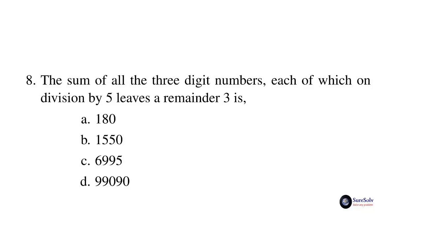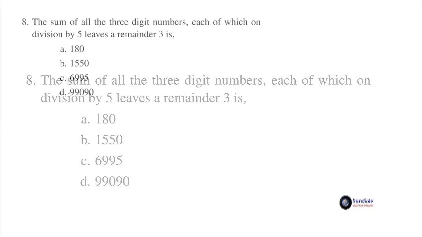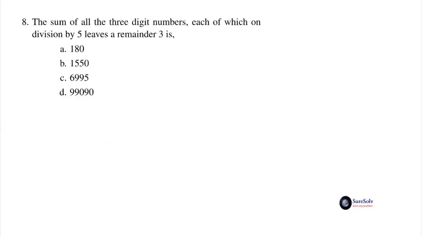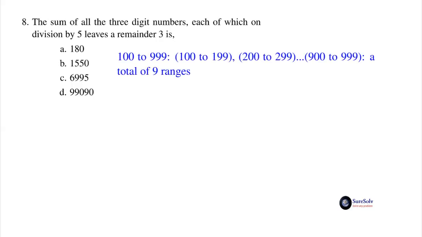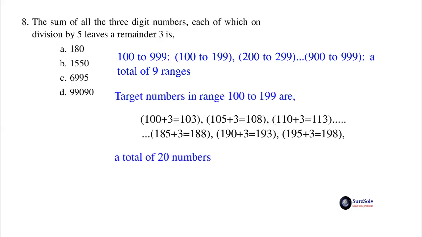Find the sum of all the 3-digit numbers, each of which on division by 5 leaves a remainder 3. First we will find how many such 3-digit numbers are there. To count the numbers systematically, divide the whole 3-digit number range of 100 to 999 in 9 smaller ranges: 100 to 199, 200 to 299, 300 to 399 and on to 900 to 999. Target numbers in the range of 100 to 199 are 103, 108, 113 on to 198. A total of 20 such numbers.